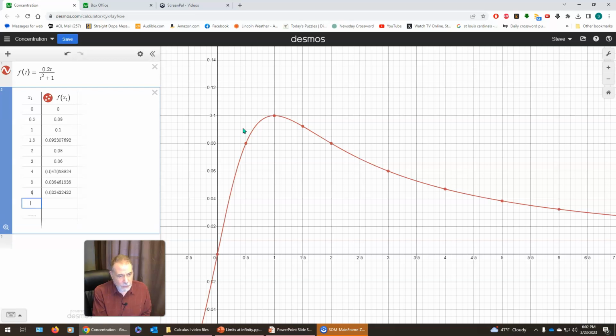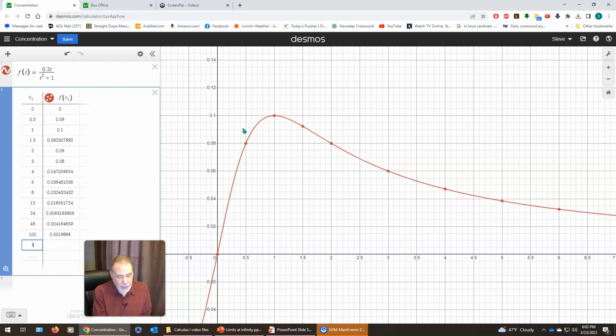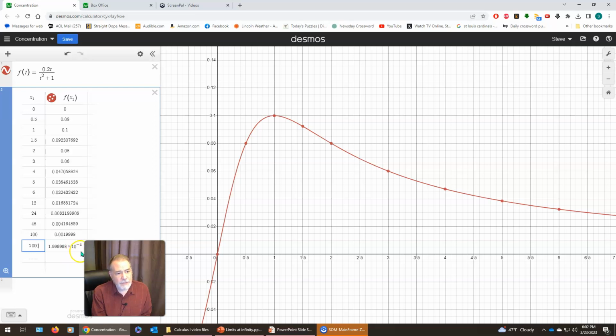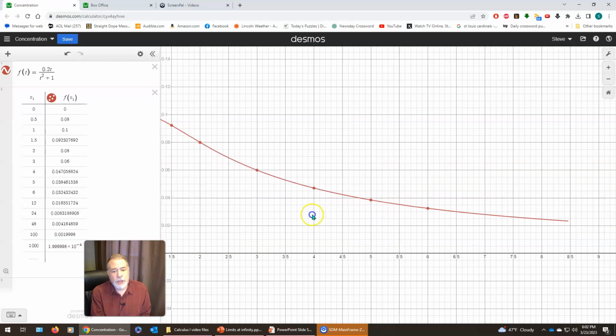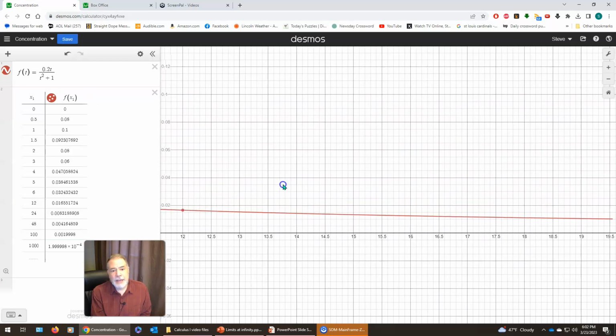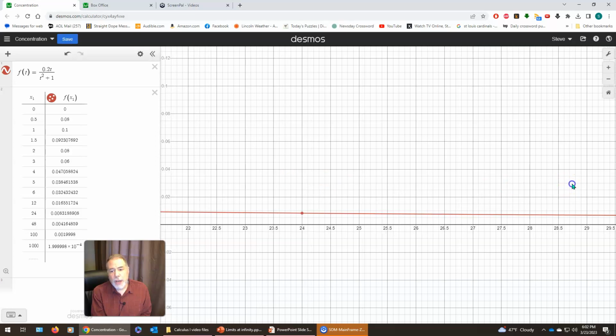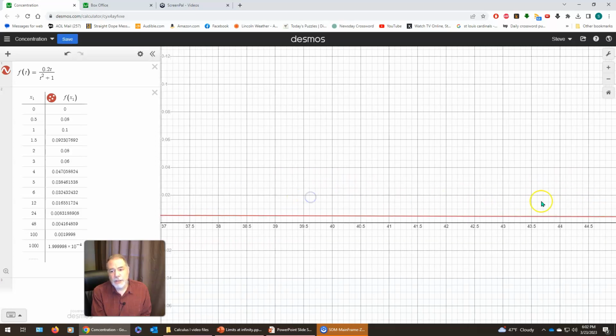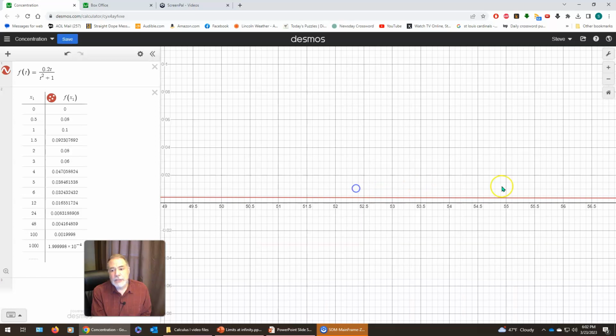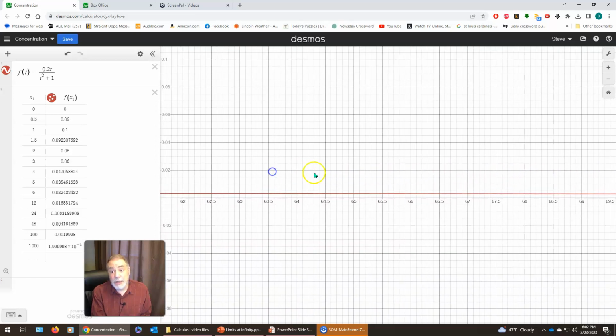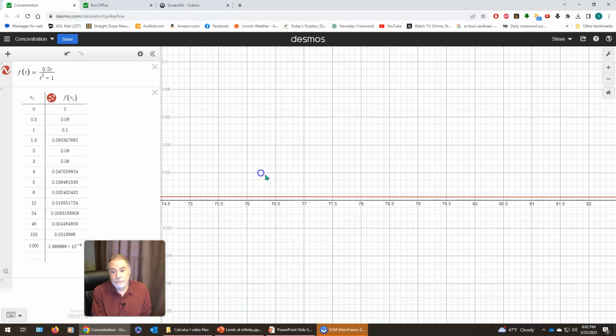After 5 hours, after 6 hours, after 12 hours, after 24 hours, after 48 hours, after 100 hours, after 1,000 hours. Oh, now it started to give it to me in scientific notation, but it's a very, very small number. And you can see on the graph that as we plug in larger and larger numbers into this formula, the values we get out get smaller and smaller in the sense of being closer and closer to 0.